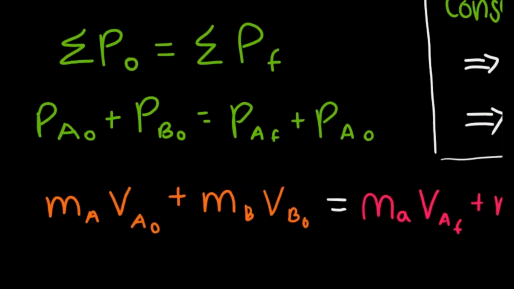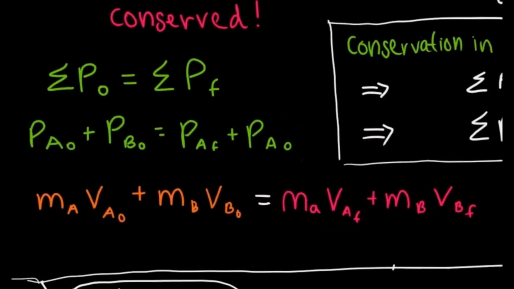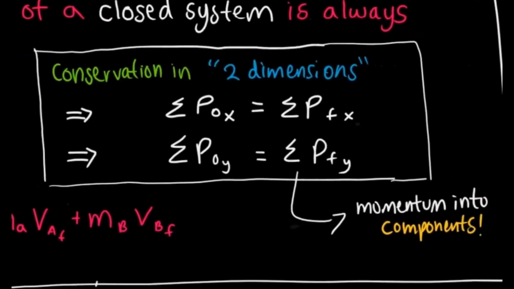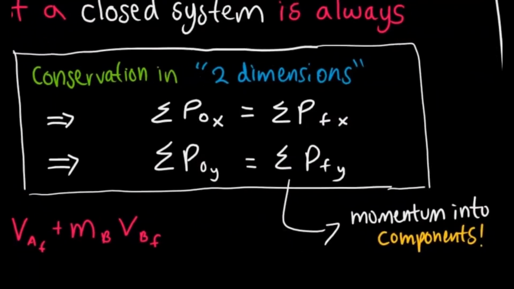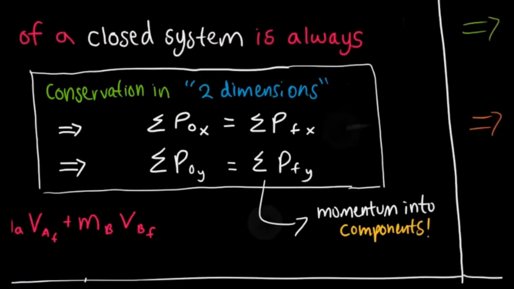Plus, for B, we have the momentum of B as mass of B times velocity of B initial. And this gives us our corresponding final values, as you can see there. Now, sometimes momentum is not always conserved in both directions. So you want to break up momentum into its components, like we've seen in the other units, right? Just because momentum might be conserved in the x direction doesn't necessarily mean it's conserved in the y direction. So that's just something to be careful of.